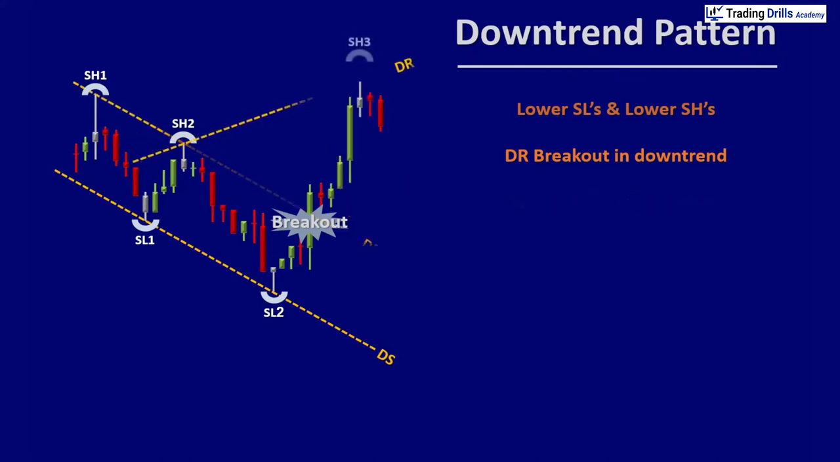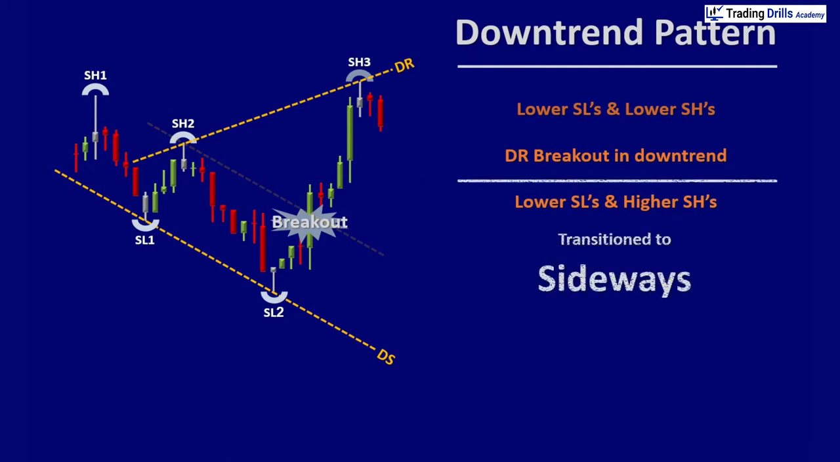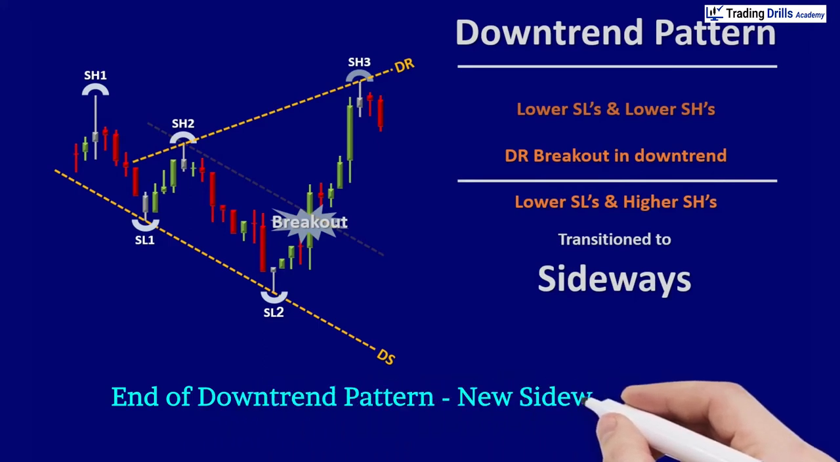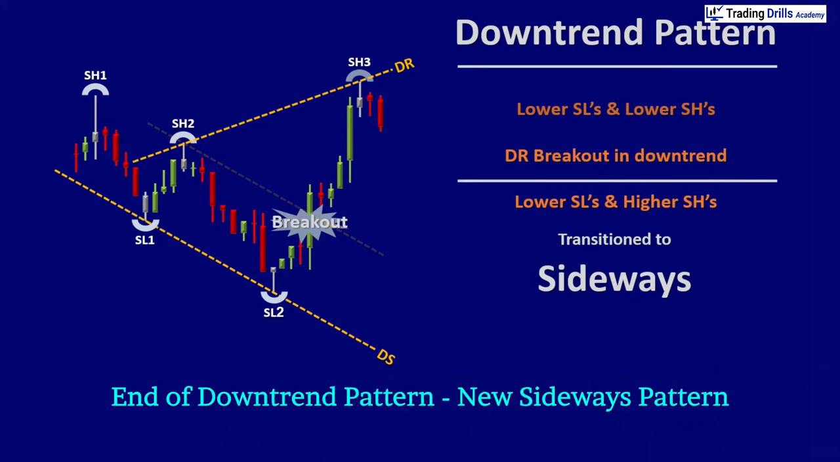Or you may see that the new pattern has lower swing lows but higher swing highs, or other variations of sideways patterns. This indicates the downtrend has ended and the market entered a sideways pattern.